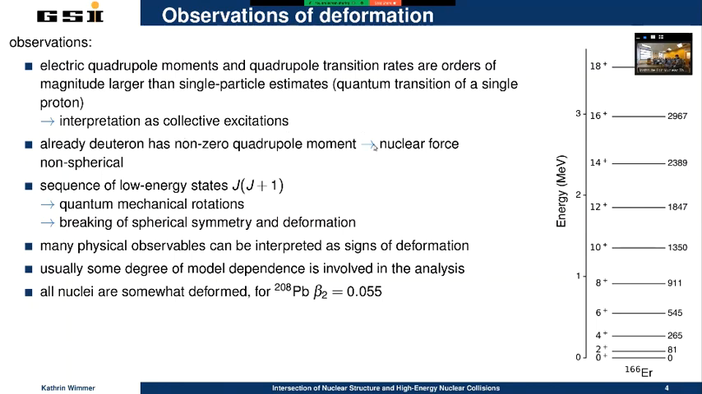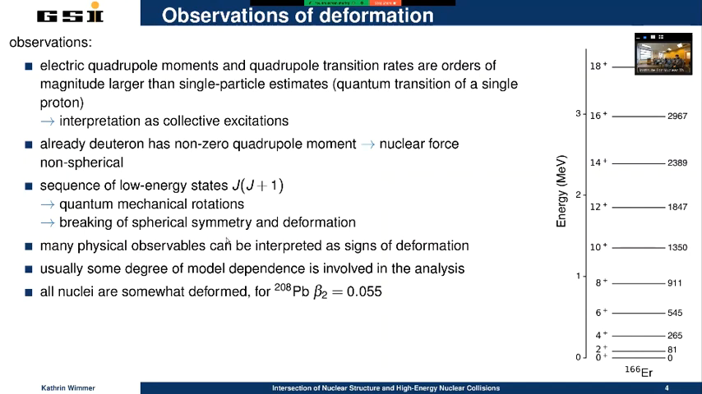And we know that the nuclear force is non-spherical because already a deuteron has a non-zero quadrupole moment. So there's some non-sphericity inherent to the nuclei. Then experimentally observed, as an example here, is the excitation energy spectrum of 166 erbium. You can see this sequence of states where the energy spacing is proportional to J times J plus 1, the spin of the states. This is characteristic of a quantum mechanical rotation. A spherical object cannot rotate, so this immediately tells you that you have a breaking of the spherical symmetry and deformation of the system.